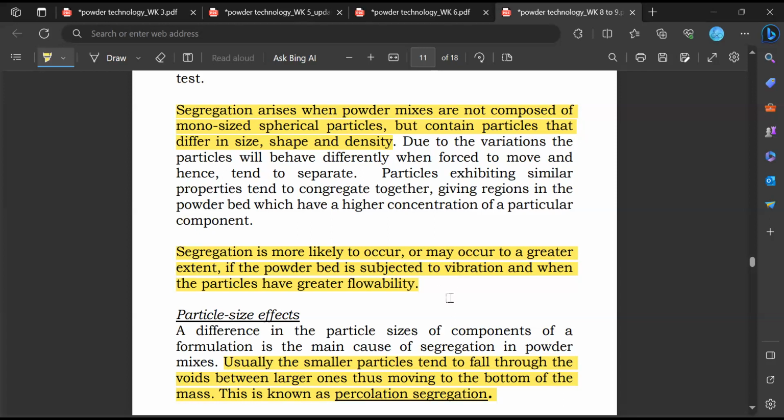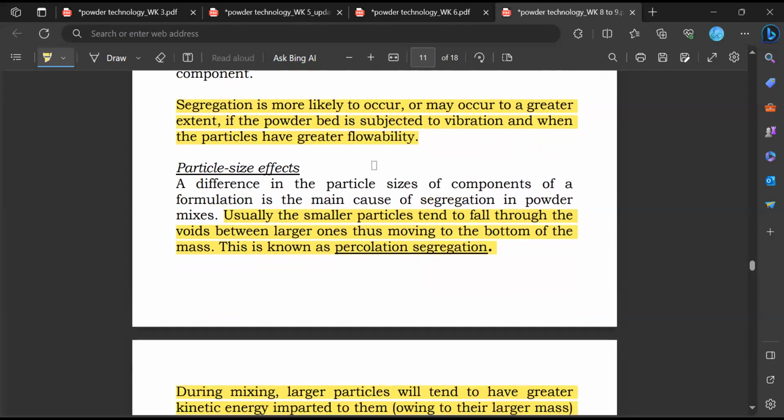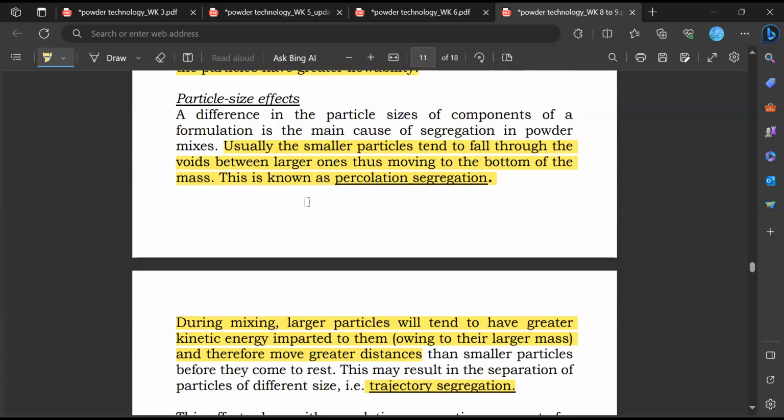Yeah, so segregation occurs because of particle size effects. For particle size effects, we have two types of segregation, percolation and trajectory. In percolation, smaller particles usually fall through larger ones, occupying the voids between the larger particles, and therefore percolation segregation occurs. With trajectory, larger particles have a higher kinetic energy, so they will move to greater distances than the smaller particles.